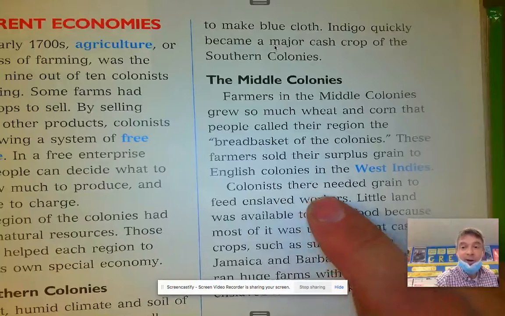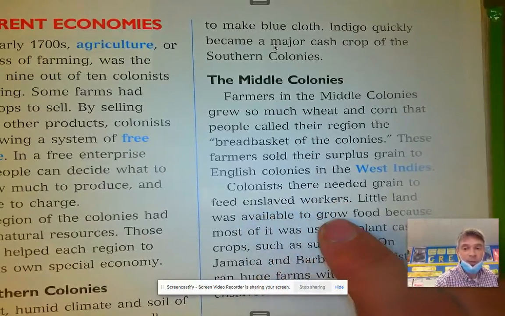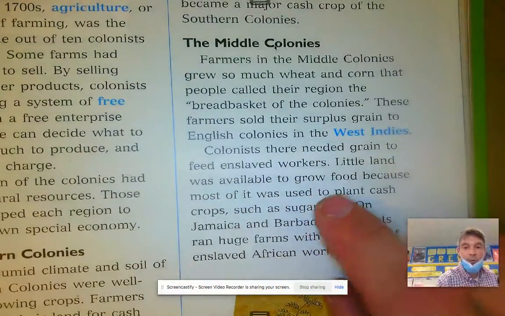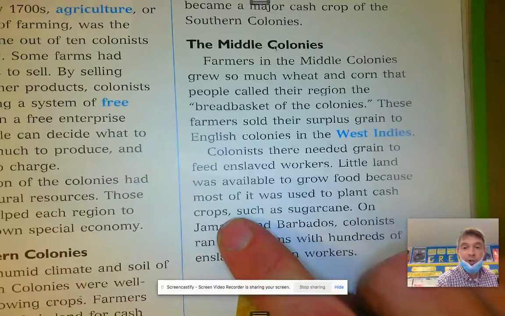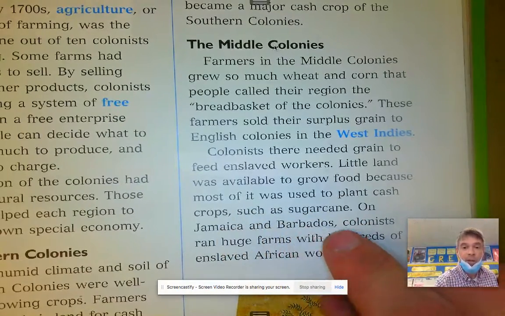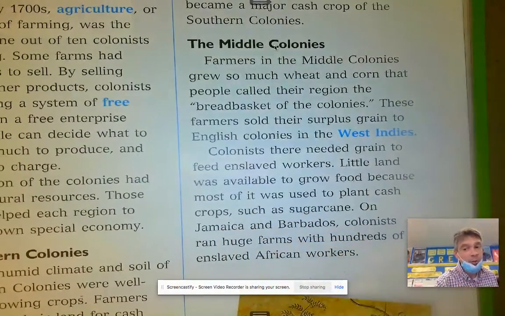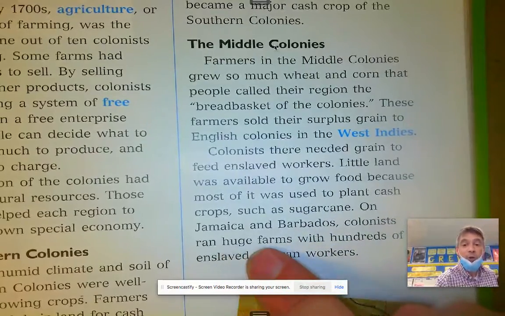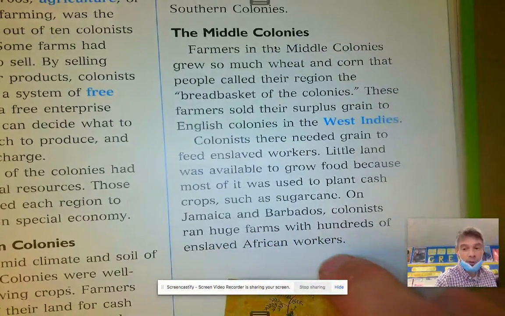The colonists there needed grain to feed enslaved workers. Little land was available to grow food because most of it was used to plant cash crops, such as sugarcane. On Jamaica and Barbados, also in the West Indies, colonists ran huge farms with hundreds of enslaved African workers.